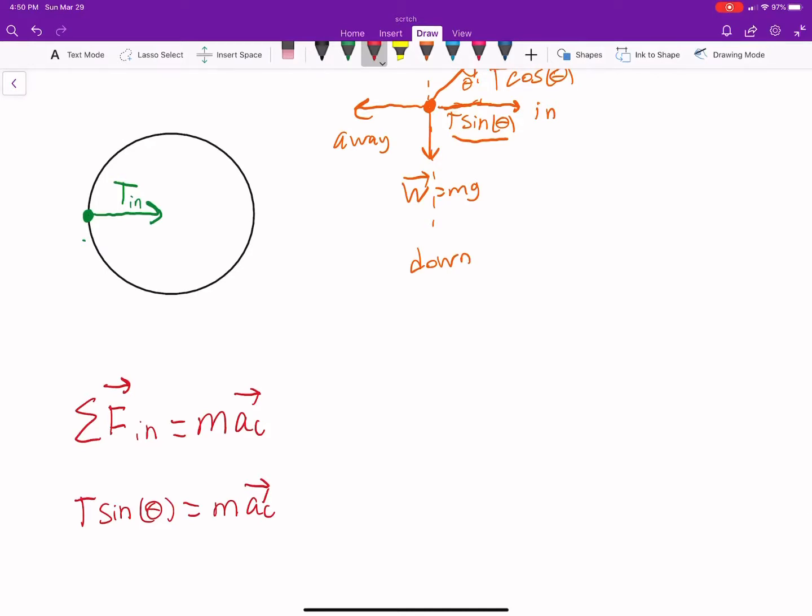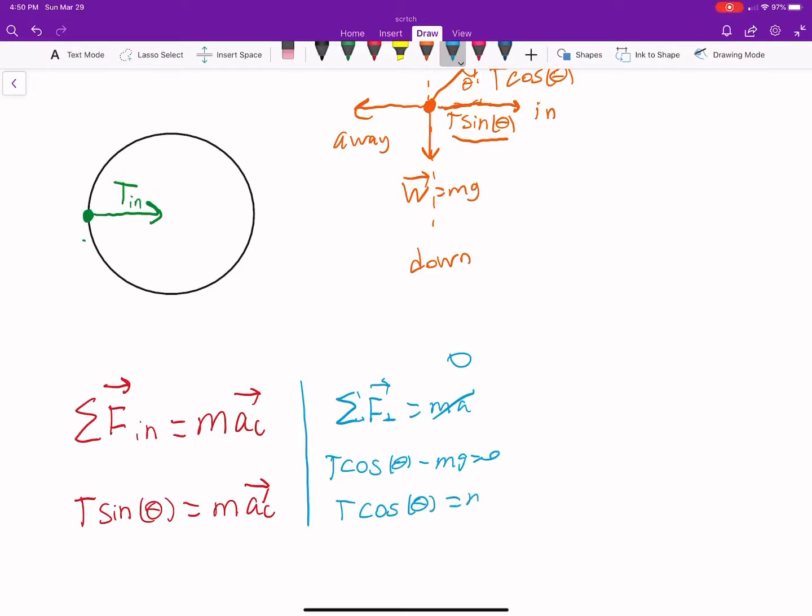Now we also have the up and down part. So I'll just say forces, I'm going to say perpendicular, because they go into the page from the 3D point of view, is equal to mass times acceleration. That's not centripetal. This is 0. And we have T cosine theta minus mg equals 0, or T cosine theta equals mg.